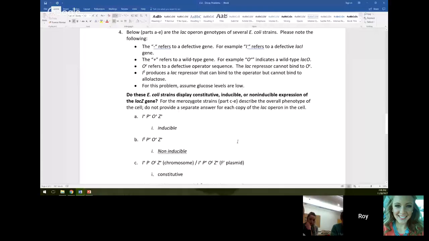So number 4, you're going to be reading the genes themselves, and how you read these genes, it actually gives you a description of the genes as it goes on.